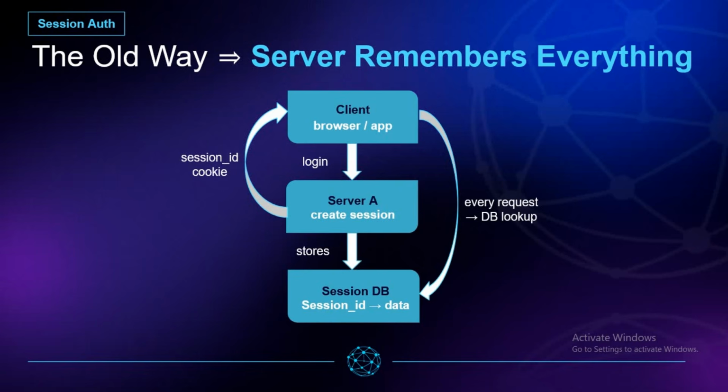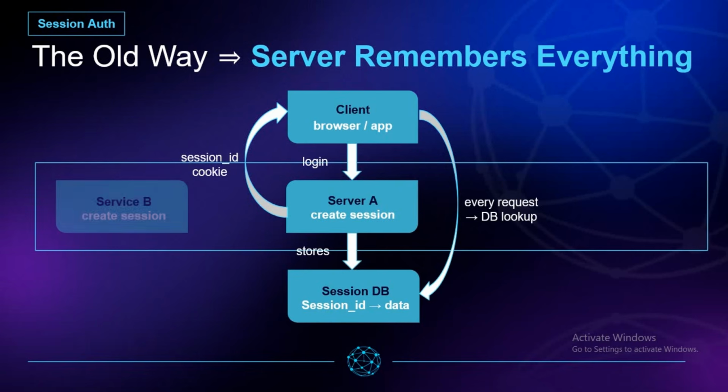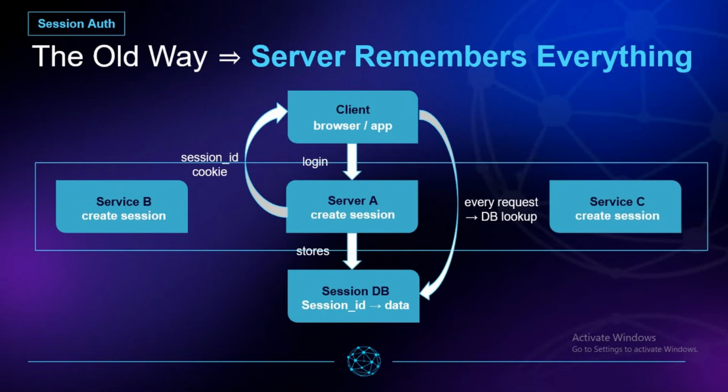to figure out who this person is. This works fine with one server, but once you start scaling horizontally, server A, server B, and server C, every one of them needs access to the same session store. That shared store becomes your bottleneck, your single point of failure. Every request has a database round trip packed into it.